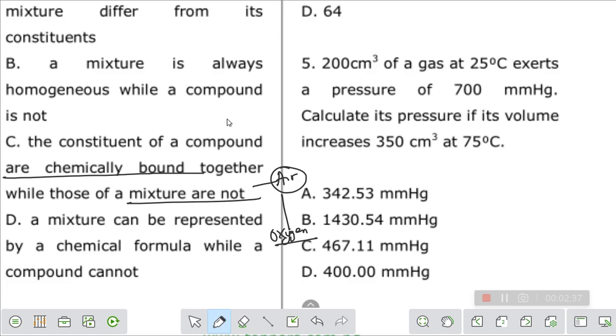That one is telling us that oxygen is just used to represent air, but it's not really air. They are not synonymous. Air is different from oxygen. So in essence, a mixture cannot be represented with a chemical formula, but a compound can be represented by a chemical formula. That's why option D is not right. But the answer is what? Option C, because the constituents of a compound are chemically bound together.